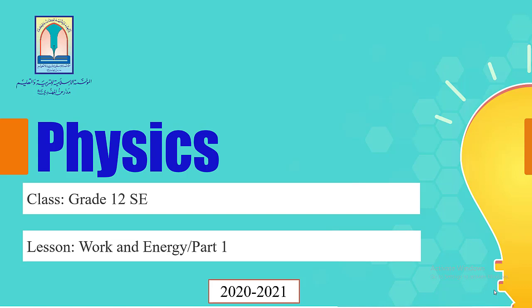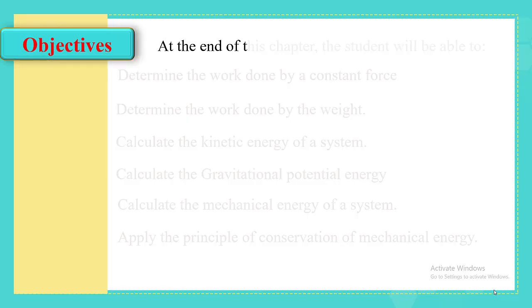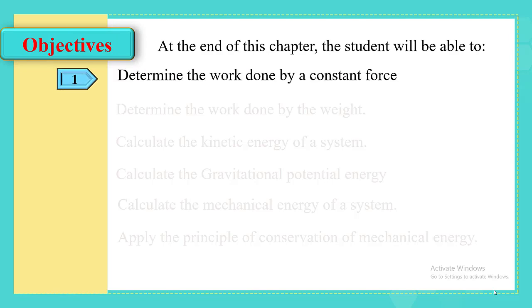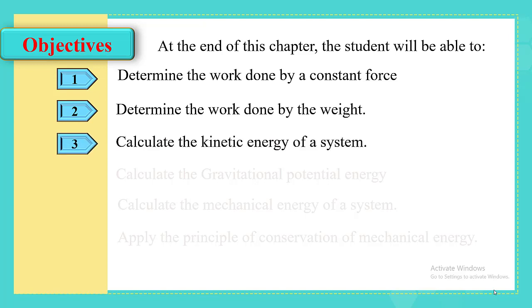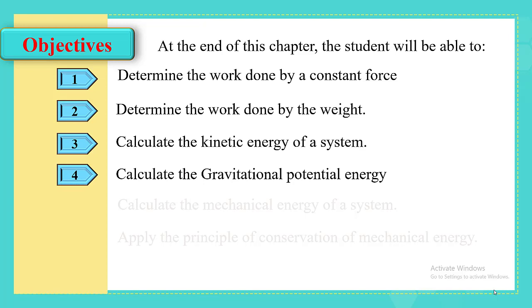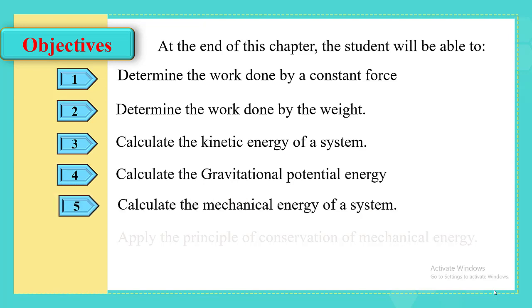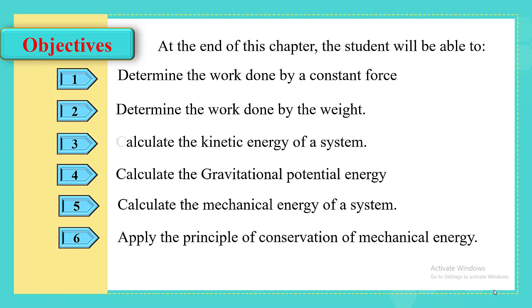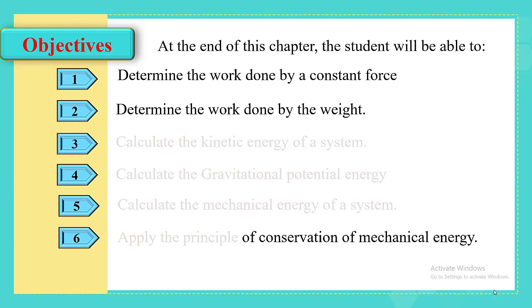The first chapter for grade 12 SE is titled Work and Energy. The main objectives of this chapter are to determine the work done by a constant force, determine the work done by the weight, calculate the kinetic energy, the gravitational potential energy, and the mechanical energy. And the last objective is to apply the principle of conservation of mechanical energy.